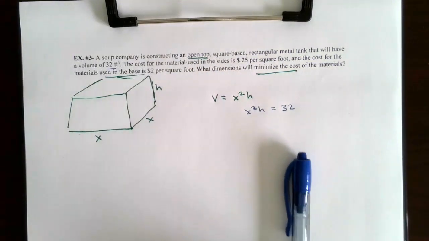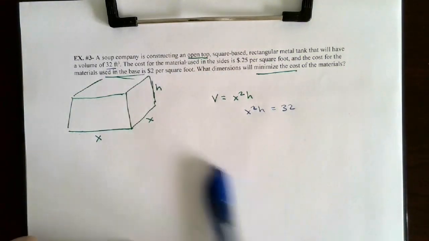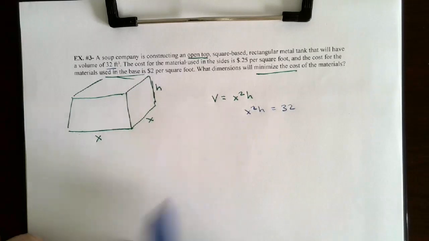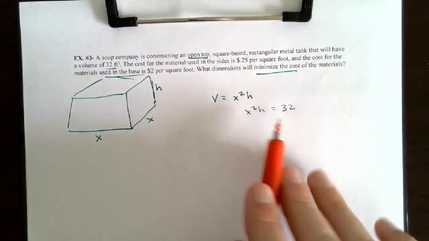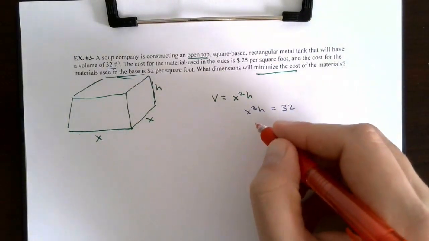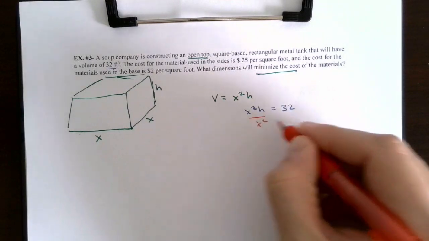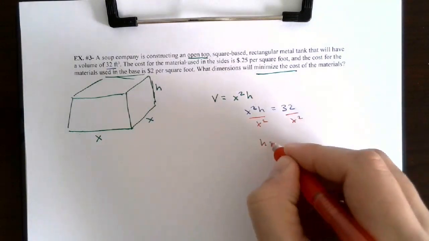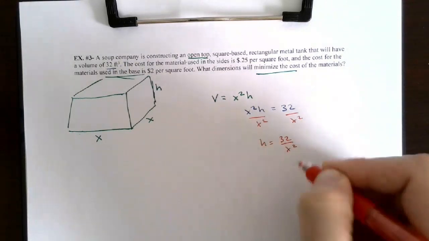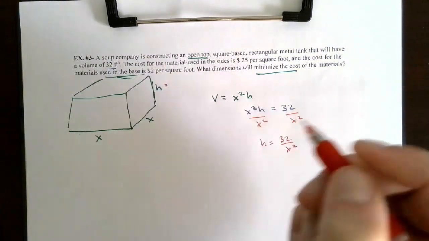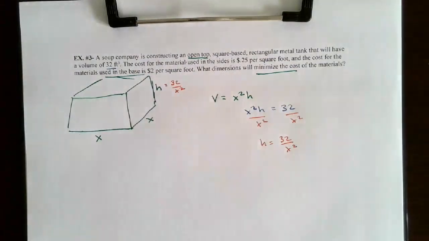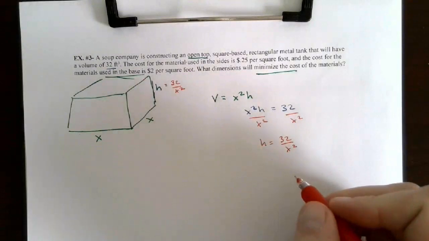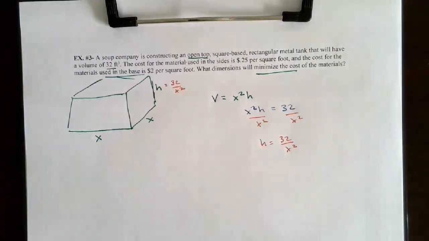The reason I'm doing this is that I have two variables here, and I want this all to be in terms of one variable. So to make this all in terms of one variable, I'm going to solve this for h, and that's why they really gave you the volume, so you're able to solve this for h. So I'm going to divide both sides of this by x squared, so I can get h in terms of x. So h is really equal to 32 over x squared, and that's really how you can think about it when you're approaching this problem. This is equal to 32 over x squared. All right, so that's why they gave us the volume, so we could make that connection.